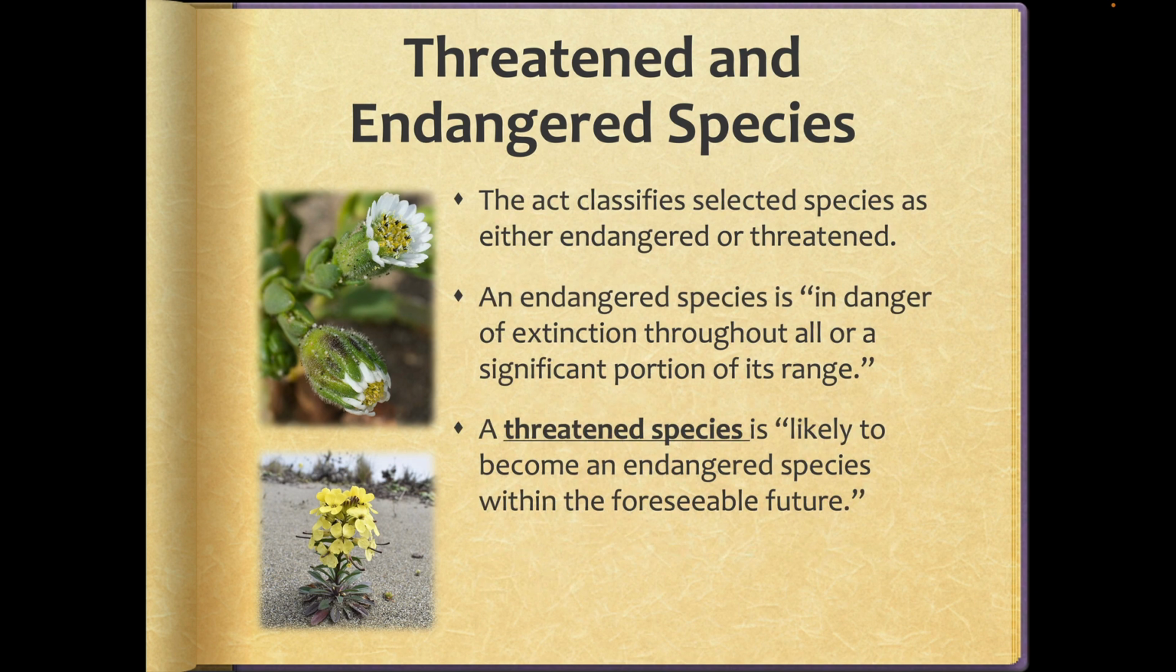This act classifies select species as either endangered or threatened. An endangered species is in danger of extinction throughout all or significant portions of its region. A threatened species is likely to become an endangered species within the foreseeable future. So if you had to choose, you really don't want either, but you would rather a threatened species than endangered. So it goes from threatened to endangered to extinct.